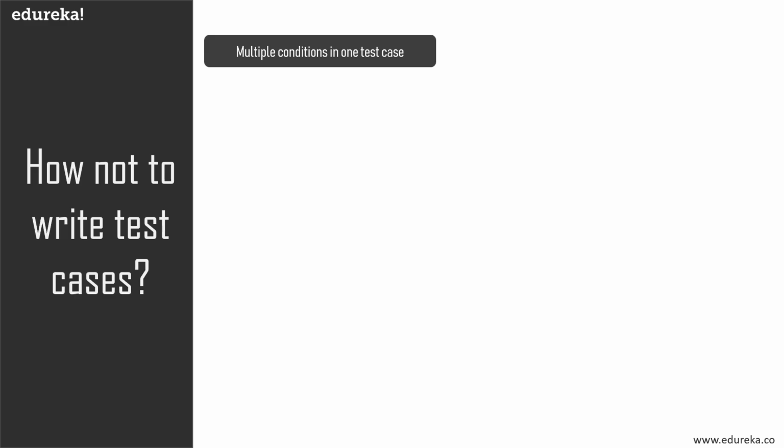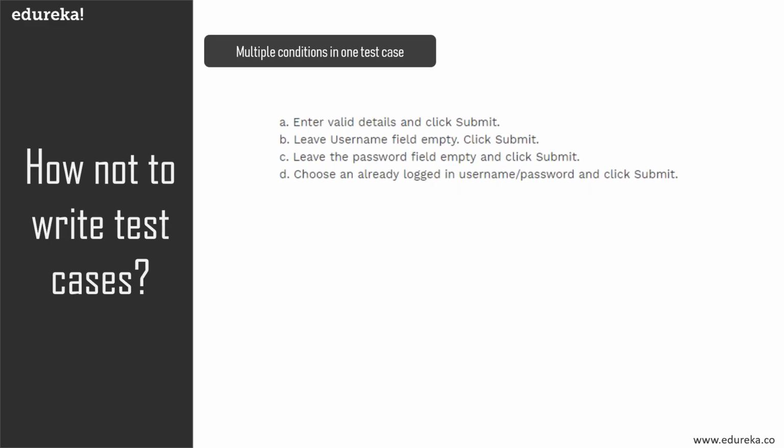Once again, let's learn from example. On the screen, you can actually see a set of steps which are included in a single test for a login function. Let's check them out. So the first step is to enter valid details and click submit. Leave username field empty and click submit. Leave password field empty and click submit. Choose an already logged in username or password and click submit. So basically, I have included all the 4 steps in one step.